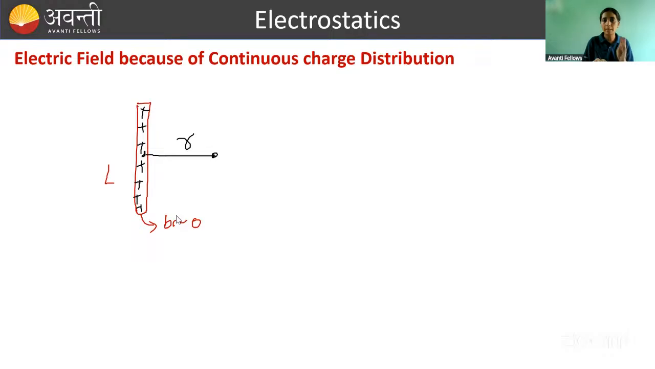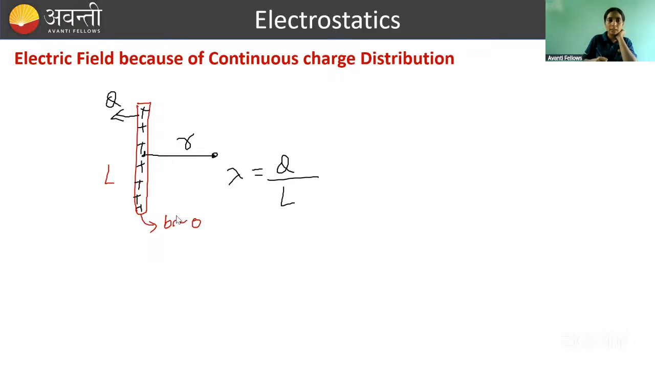One is your lambda, another is your sigma, and the last one is your rho. So what is this lambda? Lambda is basically charge per unit length. So if there is total charge q over here, then charge per unit length will be q by L.